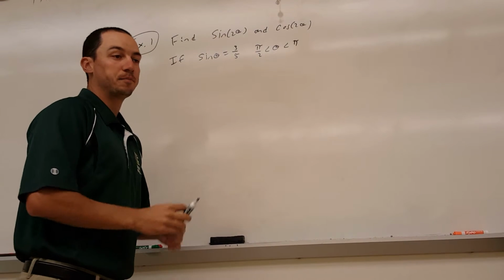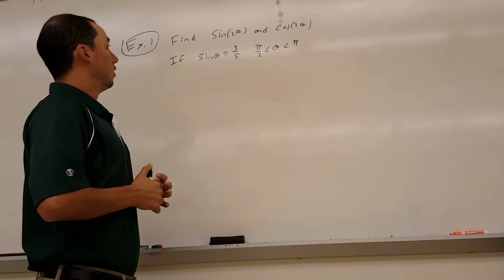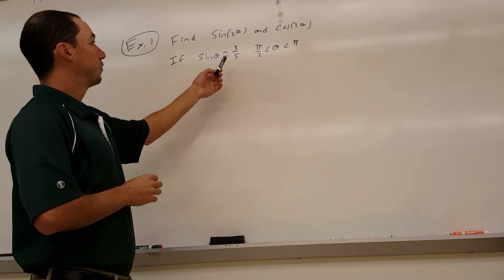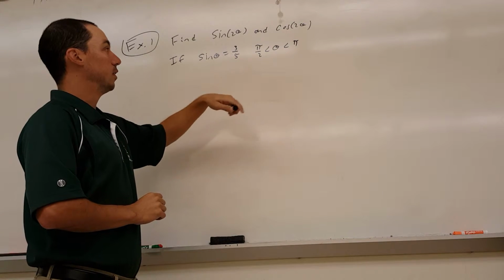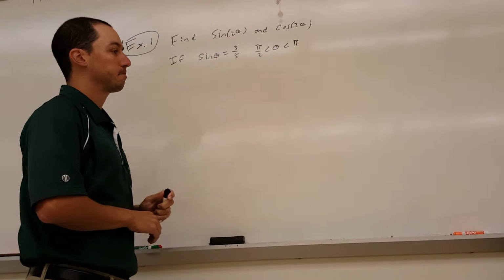All right, next problem here. We're going to find the sine of 2 theta and the cosine of 2 theta given sine of theta is 3/5 and theta is between pi over 2 and pi.